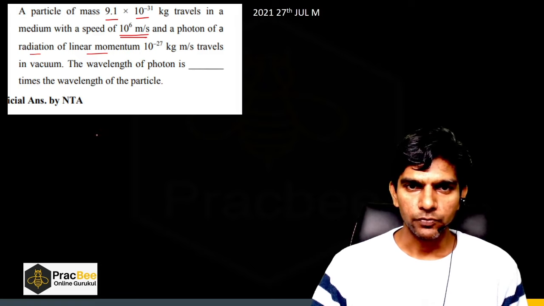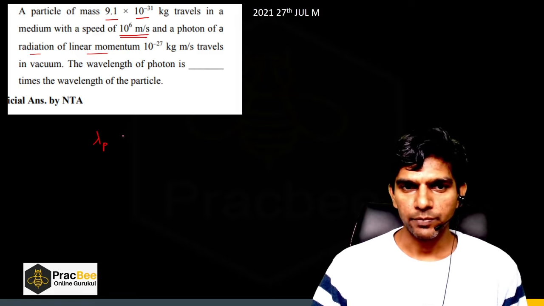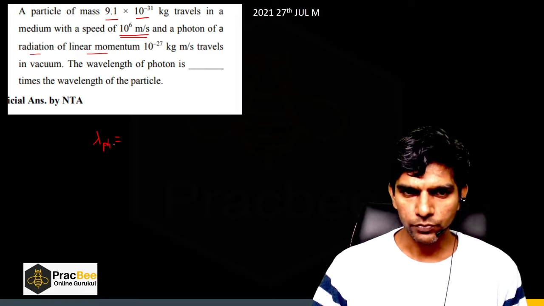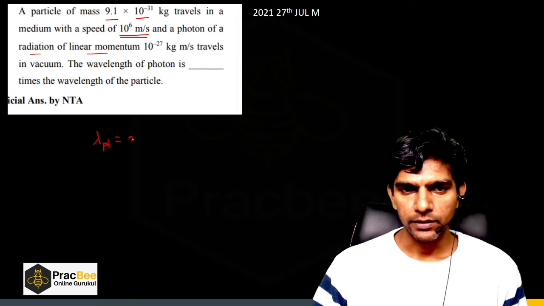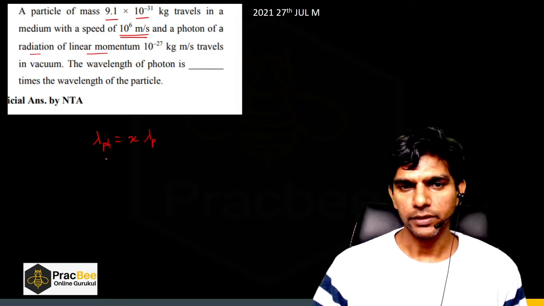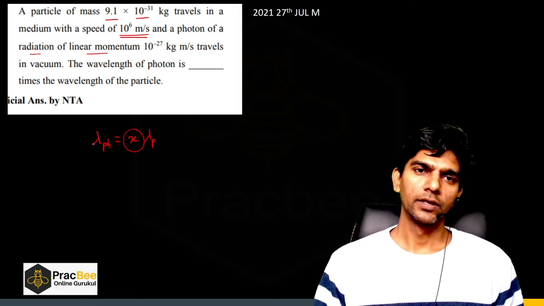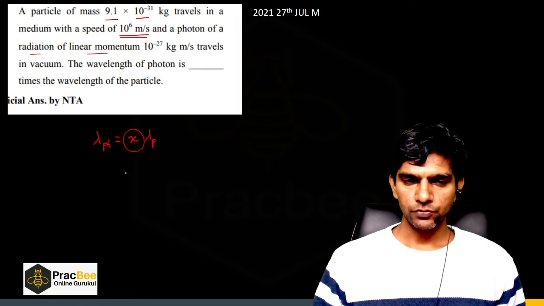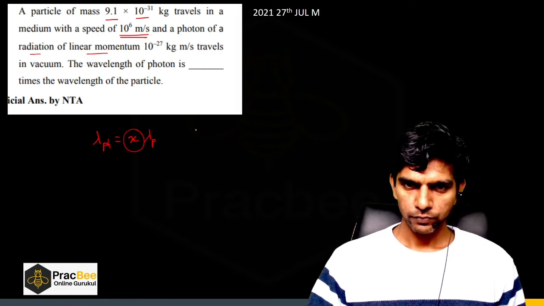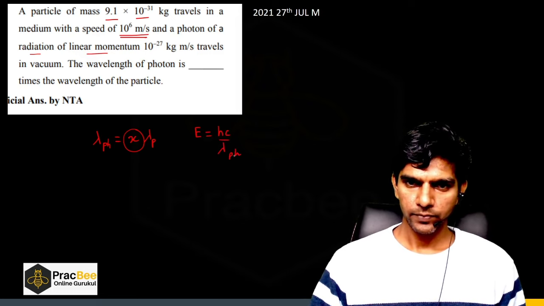Okay, right. So we have to find lambda of photon. Let us say the lambda of photon is x times the lambda of the particle. So we have to find what is this x. And for the lambda of photon, we know that energy is hc by lambda of photon, right? So it can be written as hc by E.